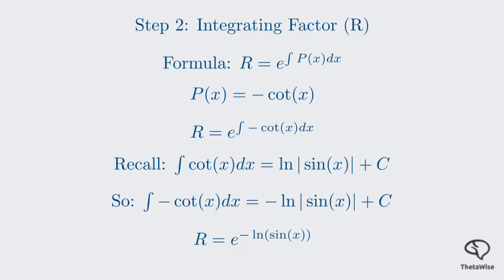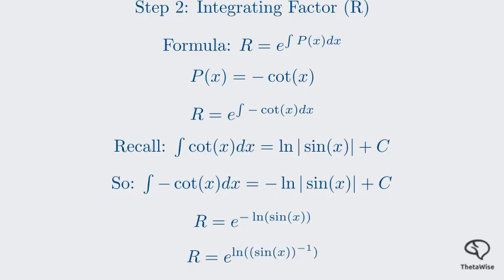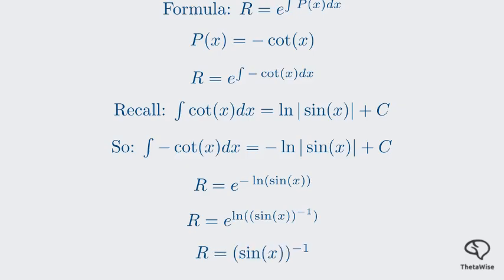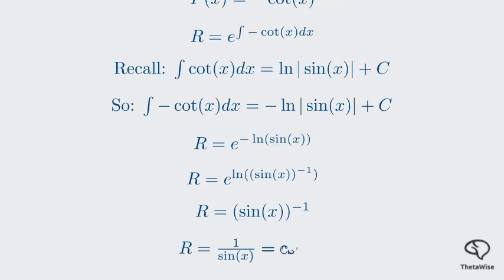To simplify this expression, we use two logarithm rules. First, a number multiplying a logarithm can be written as the exponent of the argument inside the logarithm. So, negative ln of sine x becomes ln of sine x to the power of negative 1. This is our first crucial step to simplifying. Second, we use the rule that e and ln are inverse functions. This means e to the power of ln of anything just equals that anything. Therefore, e to the power of ln of sine x to the negative 1 simplifies to just sine x to the negative 1. Finally, sine x to the power of negative 1 is the same as 1 over sine x, which we know is cosecant x.